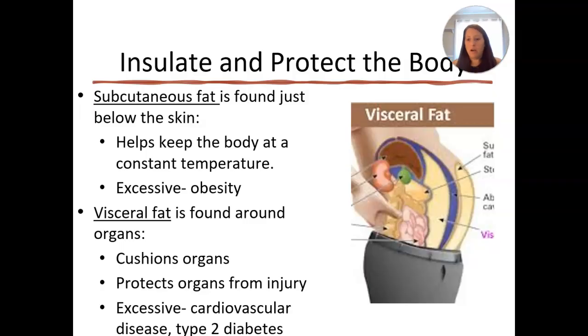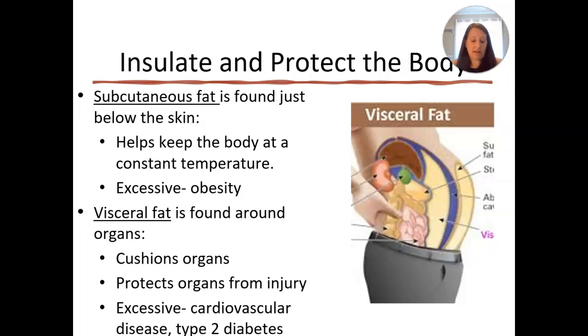Okay, so we all have some level of subcutaneous fat. That's fat that's found just below the skin. And that subcutaneous fat acts as insulation. It helps us to keep our body temperature at homeostasis, at a constant level. We also store energy in there as well, and it also serves as a cushion. If it's in excess, that leads to obesity, right? And obesity has all of those other confounding problems.